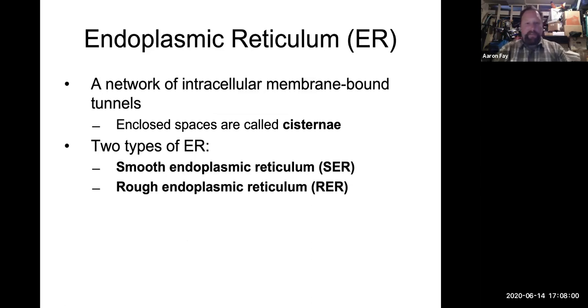So let's just take these one at a time. So endoplasmic reticulum, a network of interconnected membrane-bound tunnels. So these spaces inside these structures are called cisternae. So a cistern is just an underground chamber to store water. So people used to have clay pots buried in the ground, and that is a cistern. It's just where the term comes from. Two types of ER, smooth and rough. Smooth ER does not have ribosomes stuck in it, and rough ER does have ribosomes kind of peppered in there.